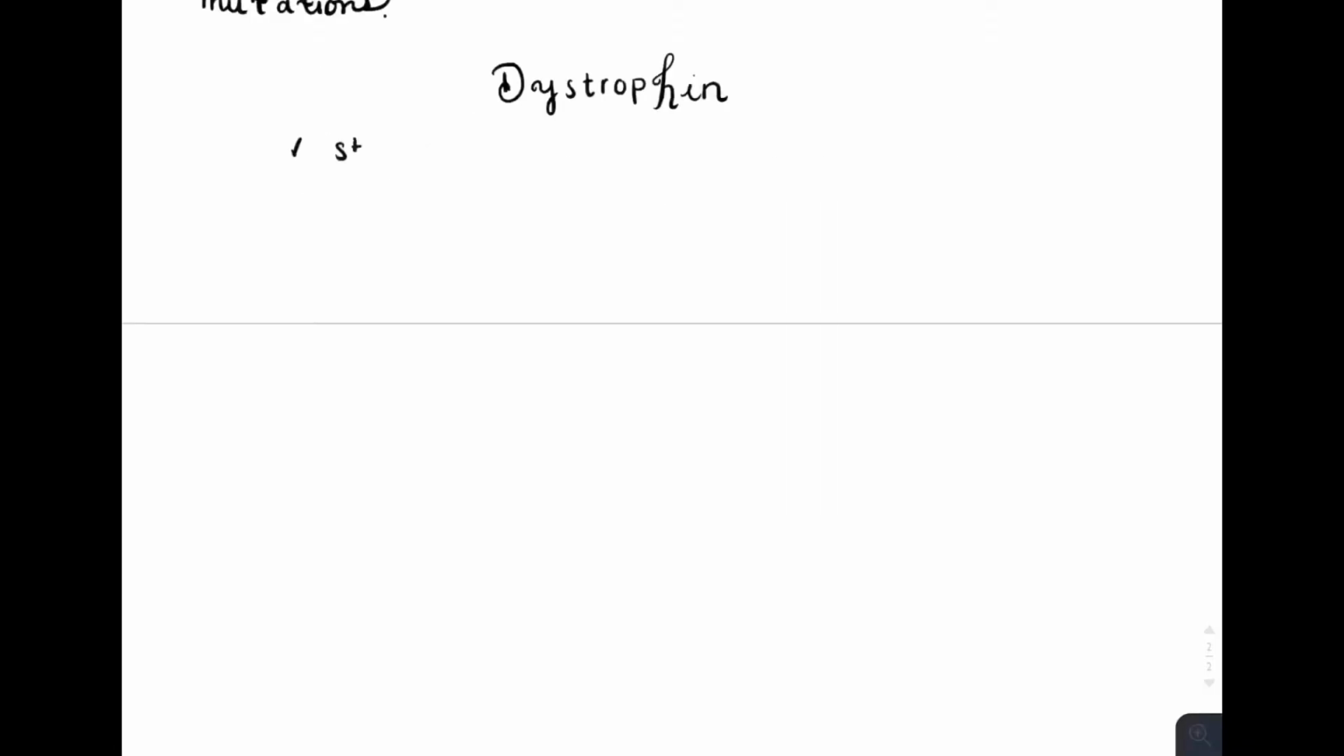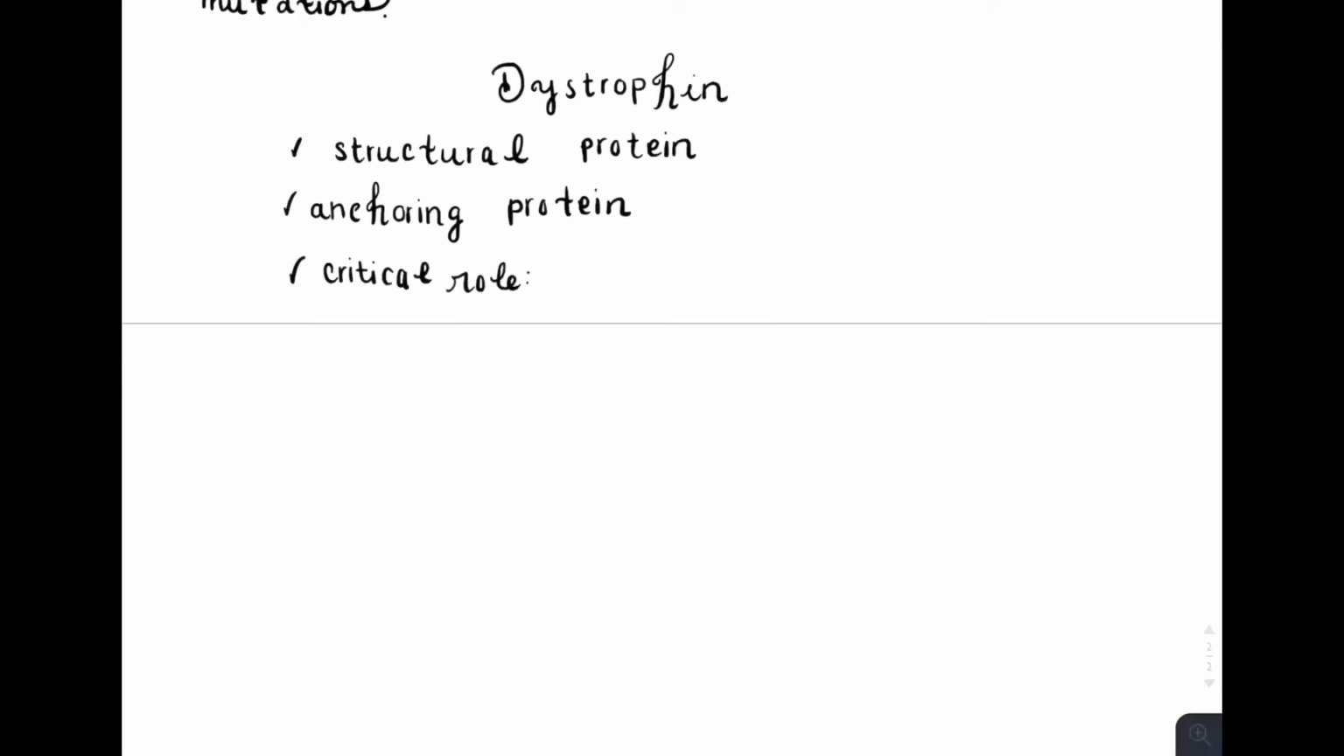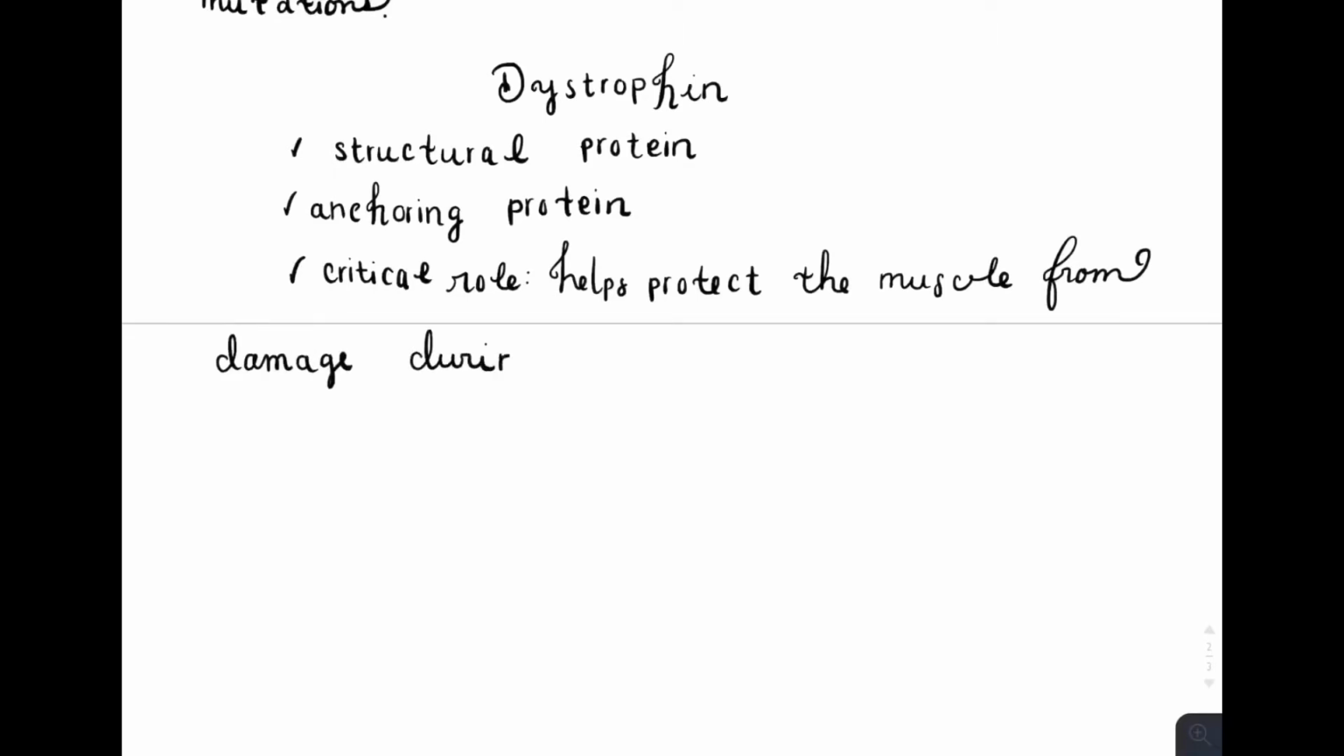The presence of dystrophin in myocytes is critical because dystrophin serves many critical roles. It is a structural protein which provides stability in the sarcolemma. It is an anchoring protein that provides a link between the ECM and the cytoskeleton and has a very critical role in protecting the myocyte from any damage that may occur during muscle contraction.